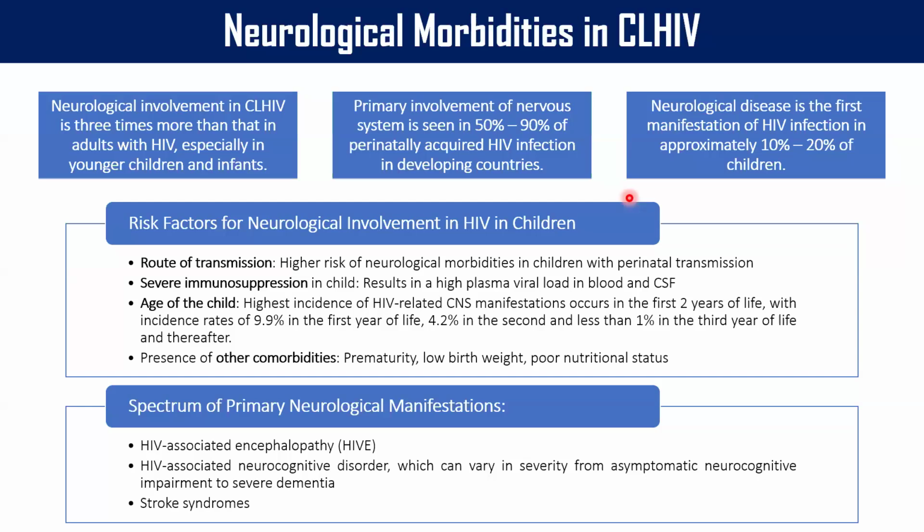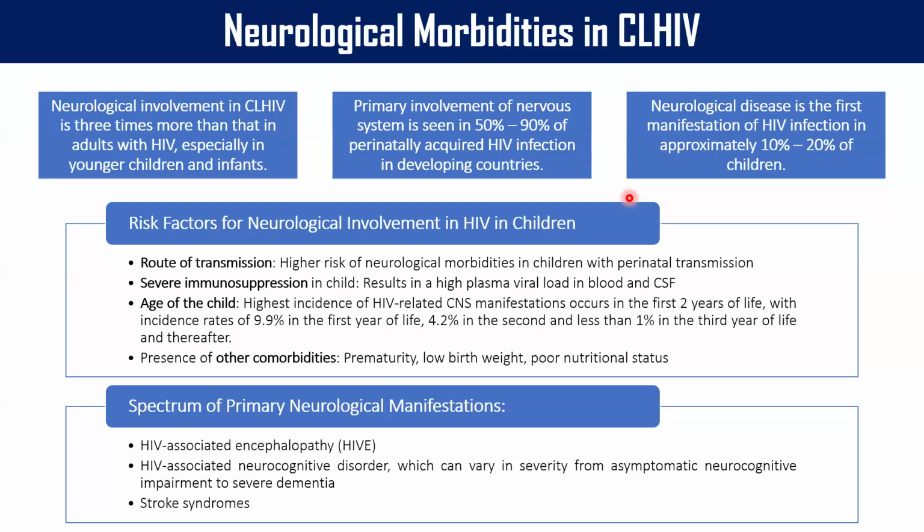The risk factors are, again, as I said, route of infection, most commonly perinatal, severe immunosuppression, age of the child, especially if there is a manifestation within 2 years of life, or other comorbidity like prematurity, low birth weight, poor nutritional status.